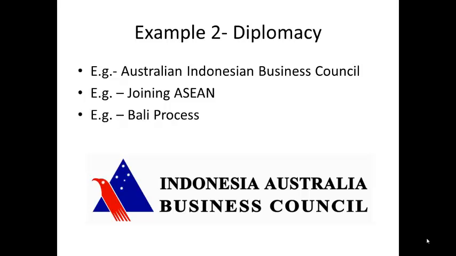The first is bilateral, the Australian Indonesian Business Council, the 2 states working together to enhance trade between their economies. The second example involves joining and being an active member of ASEAN post-2000. So if you were using this example, emphasize the cooperation between member states in a post-2000 world. The third example is the Bali process, over 30 states working together diplomatically.